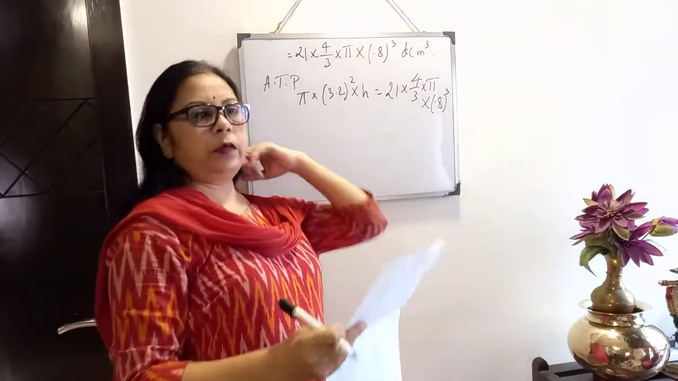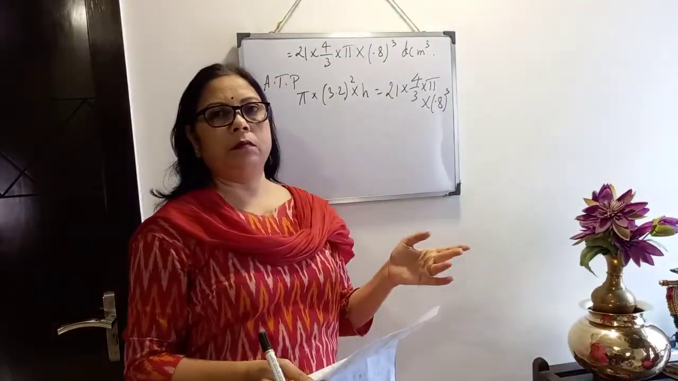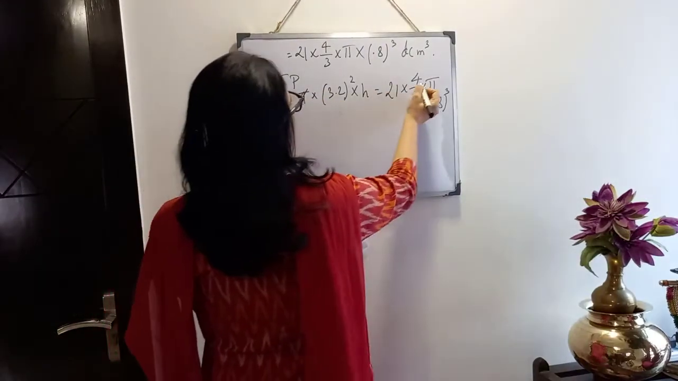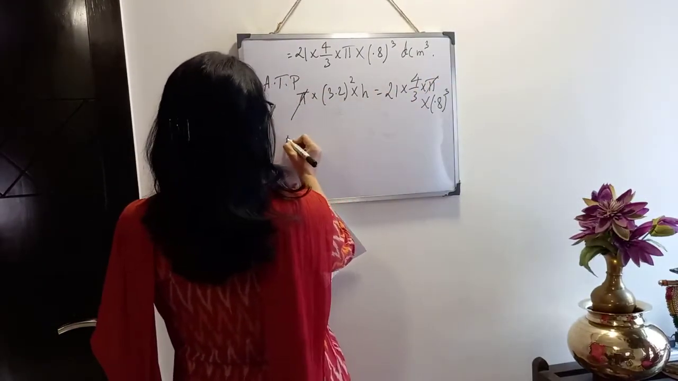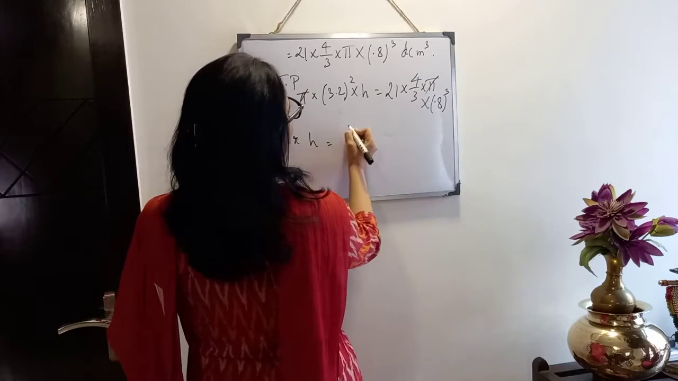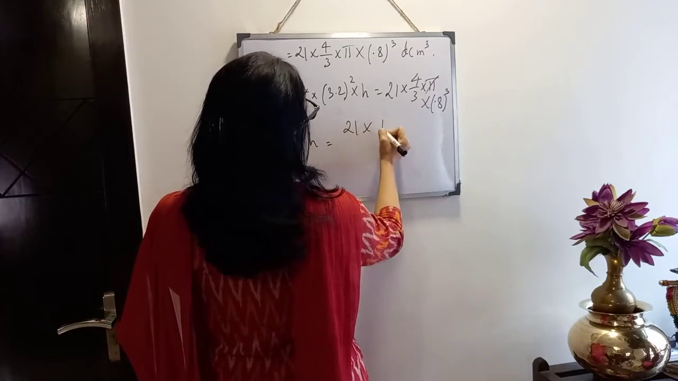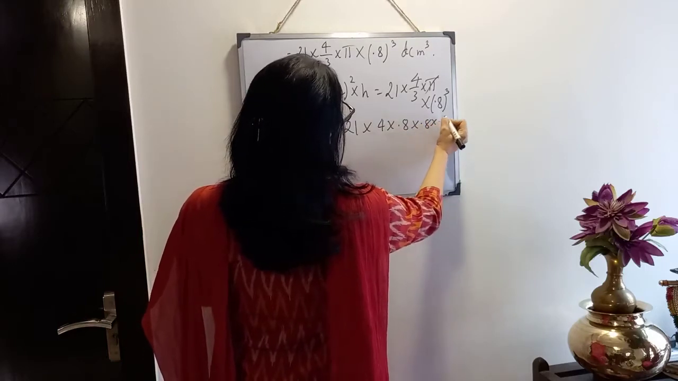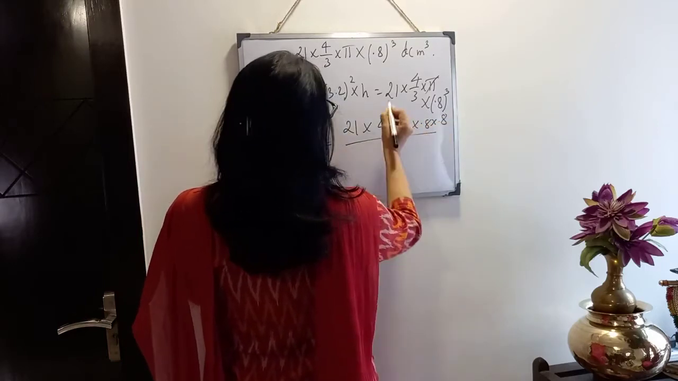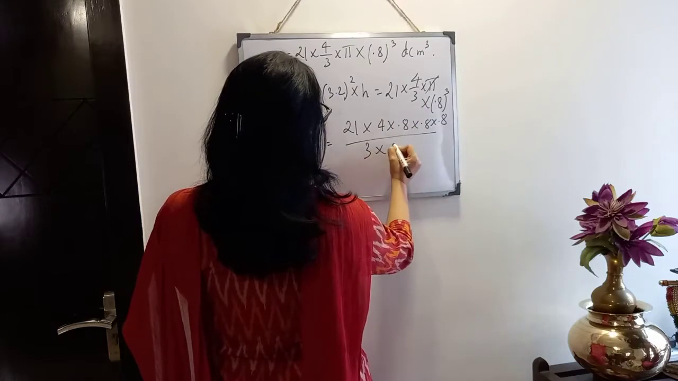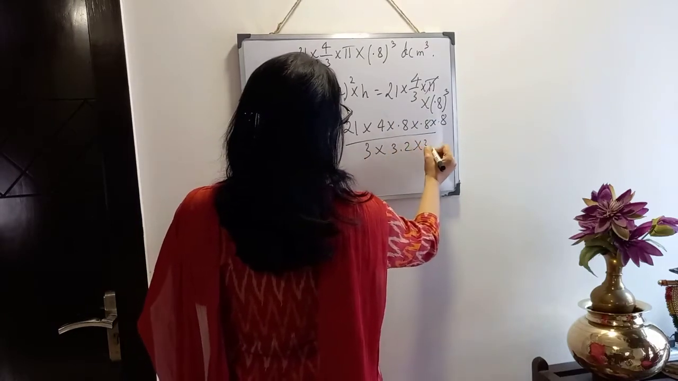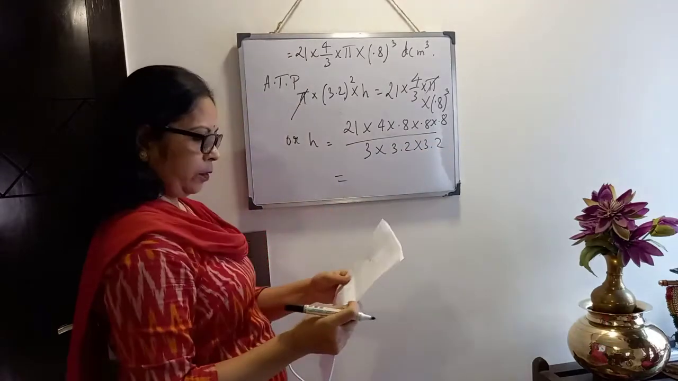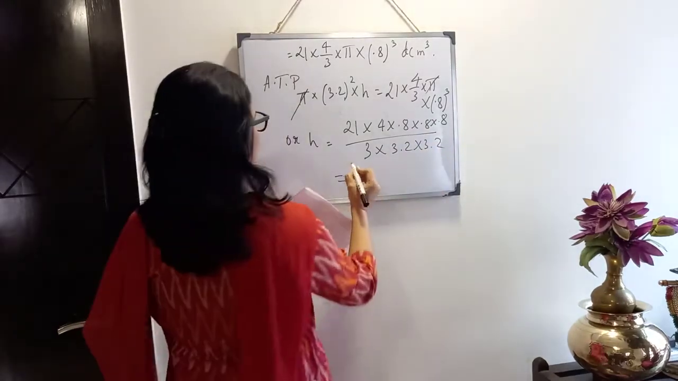So you are noticing maybe that in all the sums we are equating volume only. So here pi cancel, or h equals to 21 into 4 into 0.8 divided by 3 into 3.2 into 3.2. We cancel. After cancellation, h is coming 14.